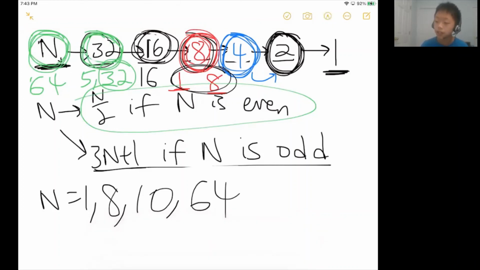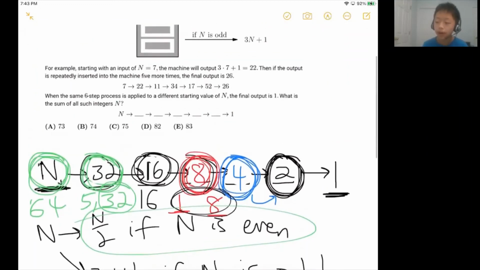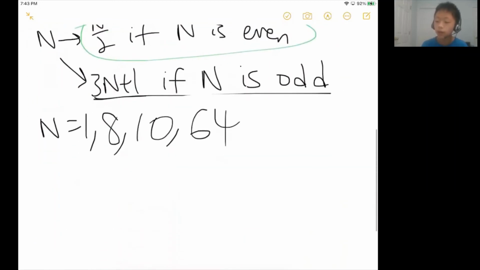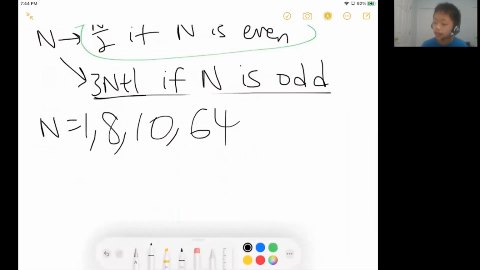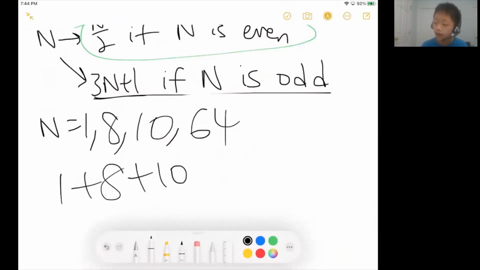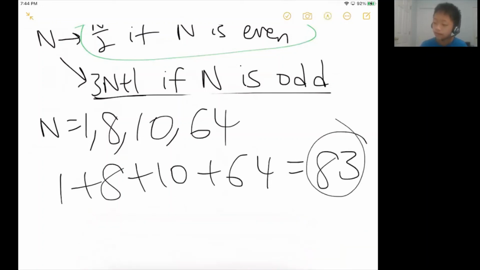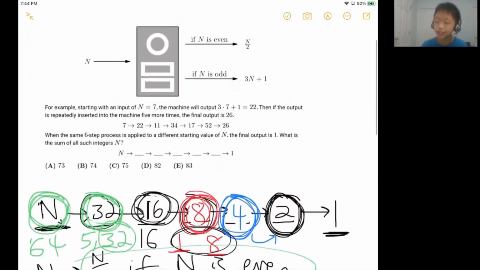So now the question just wants us to find the sum of all integers n. To do that, we would just add them: 1 plus 8 plus 10 plus 64. And that would give us 83. And that would give us choice E, which is the correct answer.